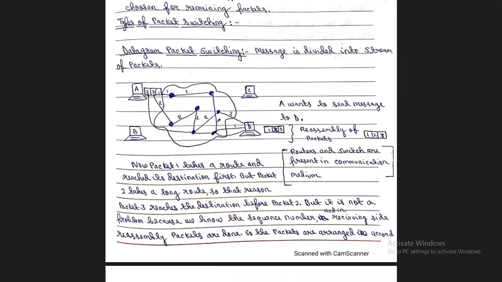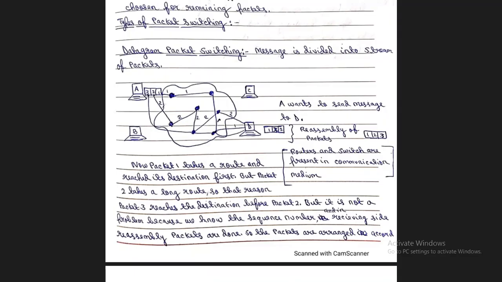It means that if the message length is big, the message is divided into packets, and these packets will take different routes to reach the destination. After reaching the destination, it may happen that the sequence order is changed because some packets take a longer route or other packets take a shorter route. So that's why there may be a problem that the original sequence order and the receiver's sequence order will be different.